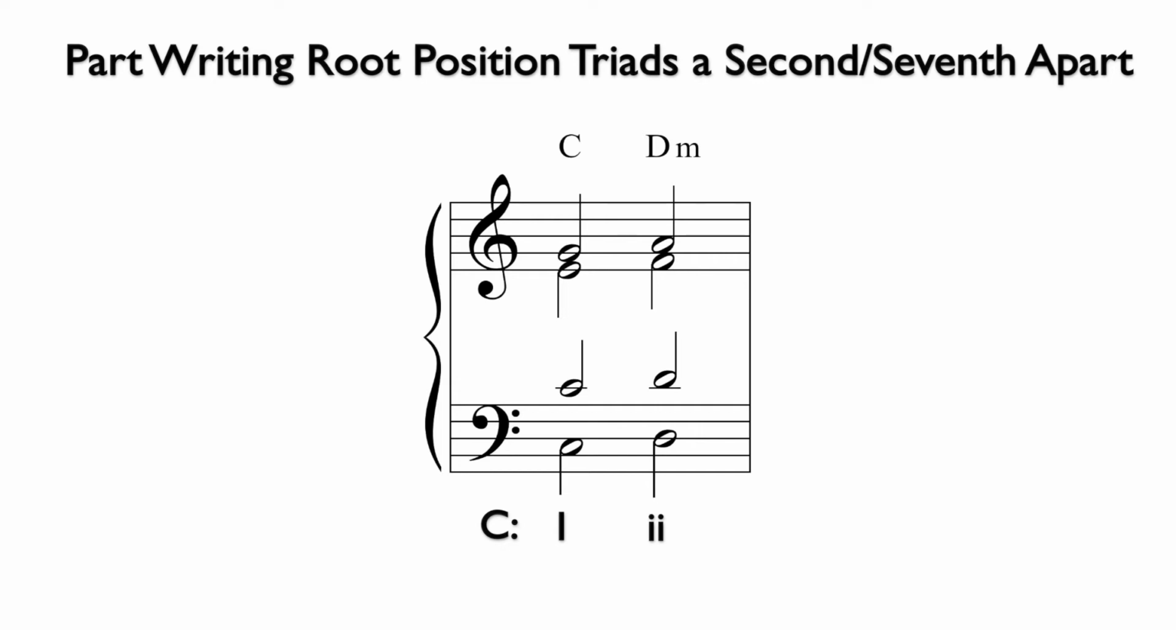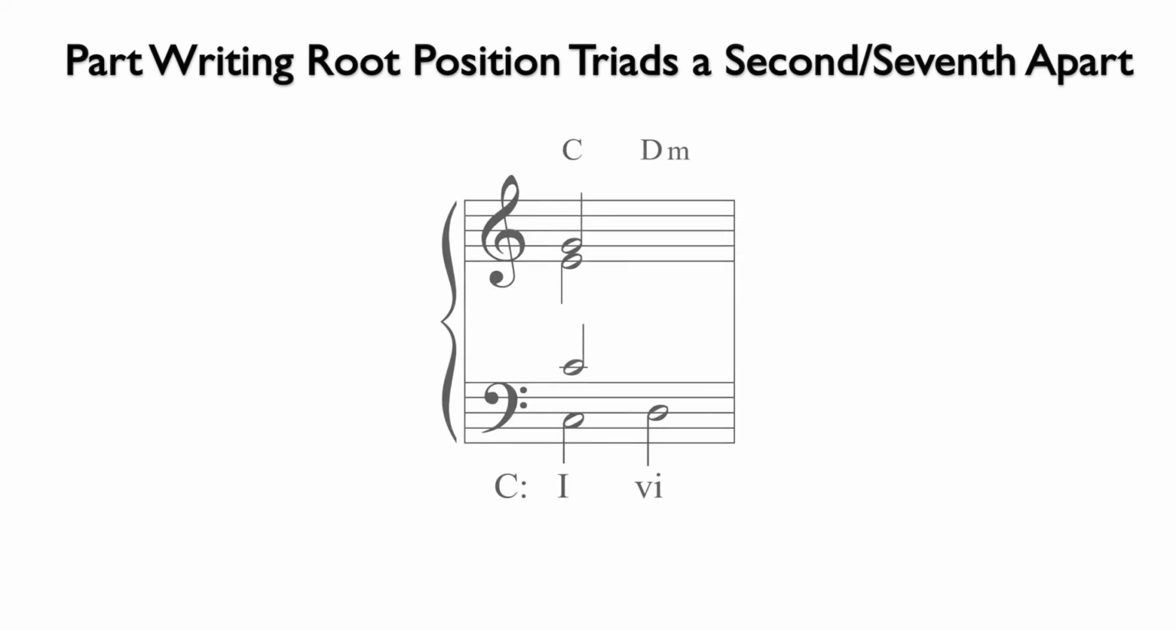Another issue that arises in this example is the interval between the tenor and the soprano, also the bass and the soprano, since the tenor and bass are both on C. C to G is a perfect fifth, and D to A in the next chord in the same voices is also a perfect fifth. Therefore, these are parallel fifths. Parallel fifths are avoided in part writing for the same reason that parallel octaves are avoided. They destroy the independence of the melodic lines. Since this example has parallel fifths and octaves, it is not representative of strong part writing from the common practice period.